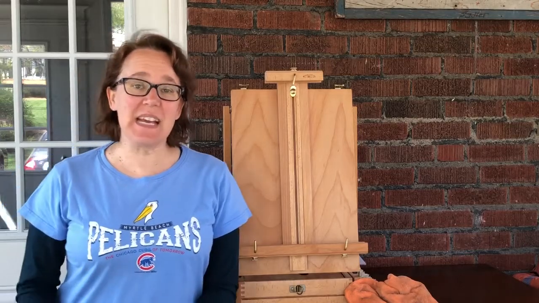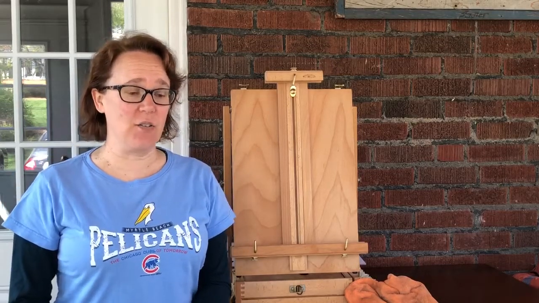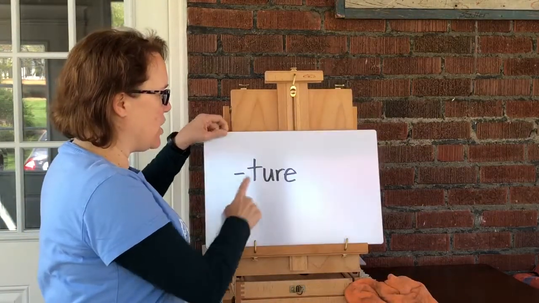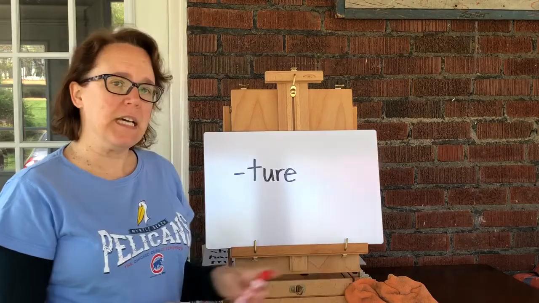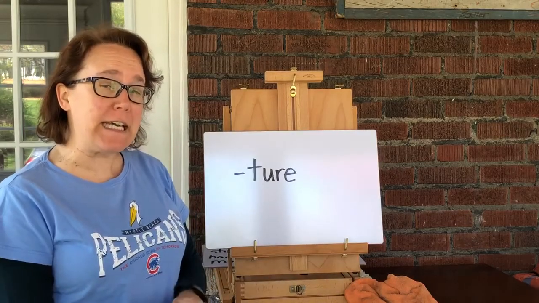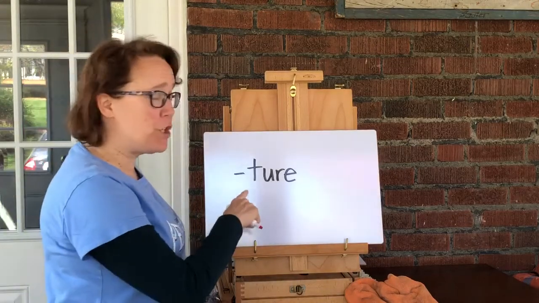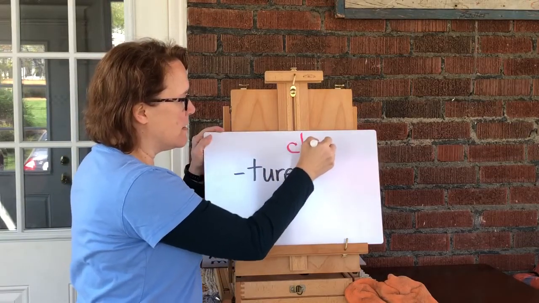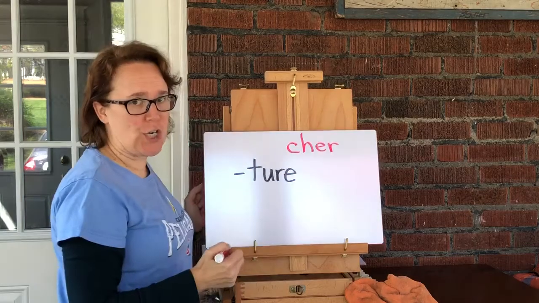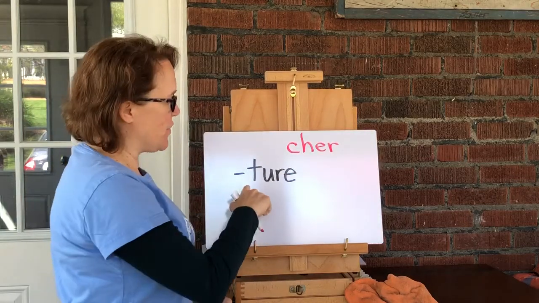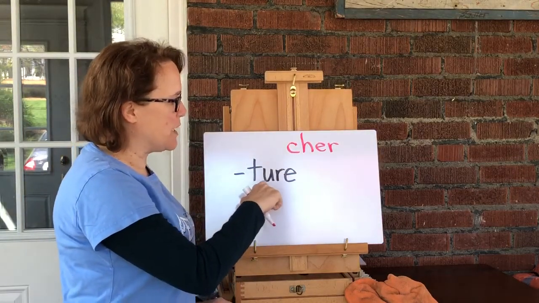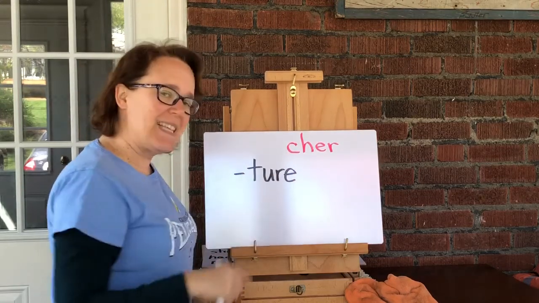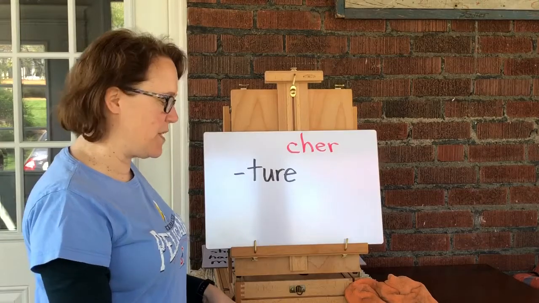Today's advanced decoding video is going to talk about the ending T-U-R-E. When we see T-U-R-E at the end of words, it does not say "ture," it says "chur." The TU is really saying a ch, so it's "chur." Let's see what that looks like at the end of some words.